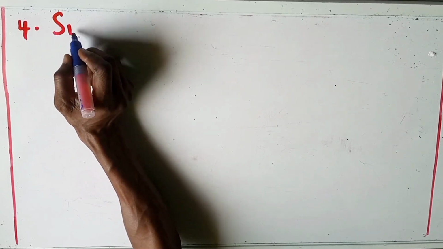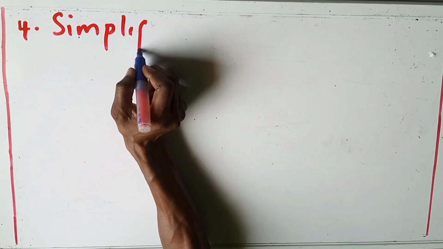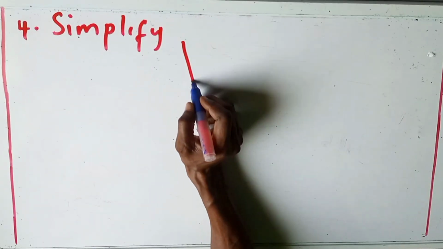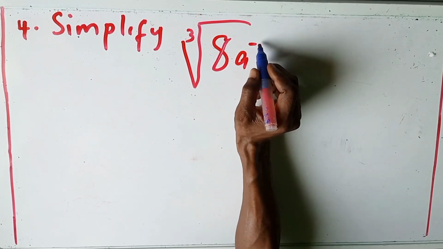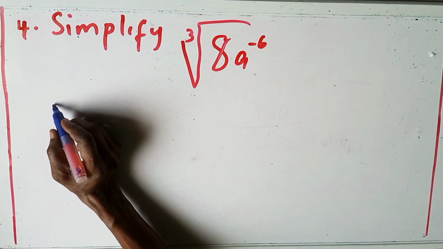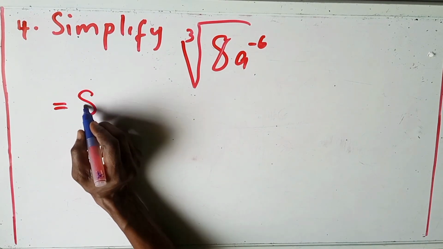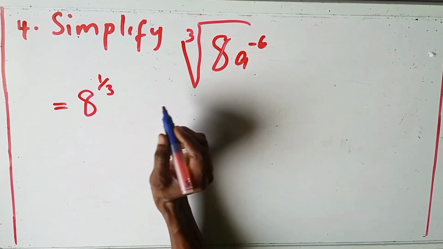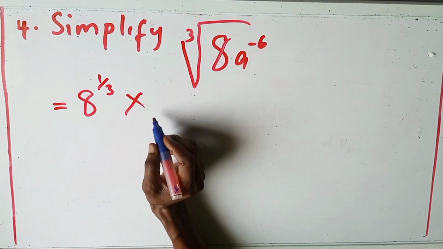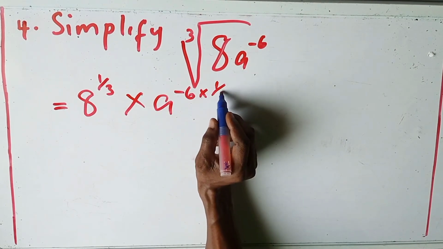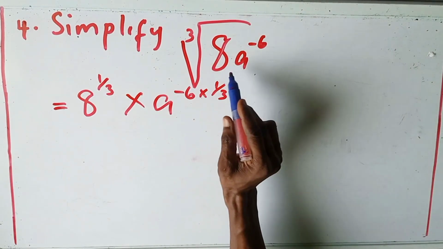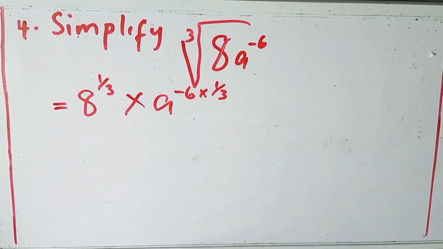The next one, simplify cube root of 8a raised to the power minus 6. We can rewrite this question as 8 raised to the power 1 over 3 times a raised to the power minus 6 times 1 over 3. They are the same thing. So that's what you can see there.